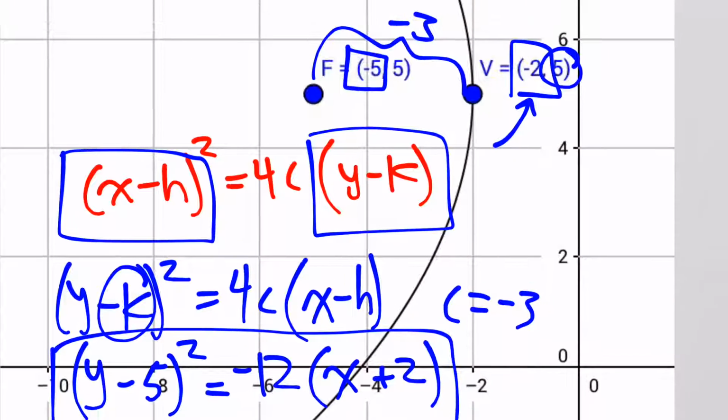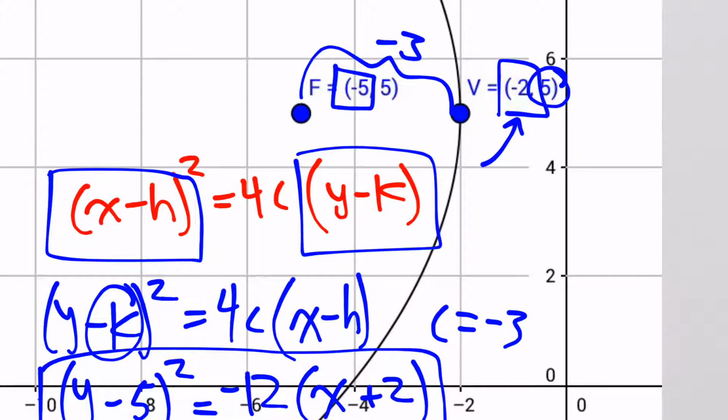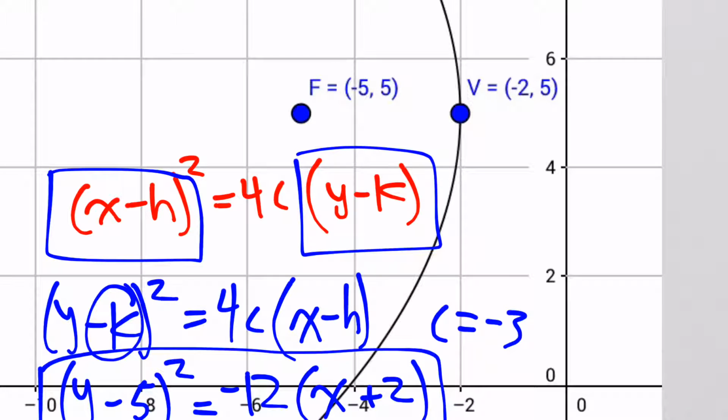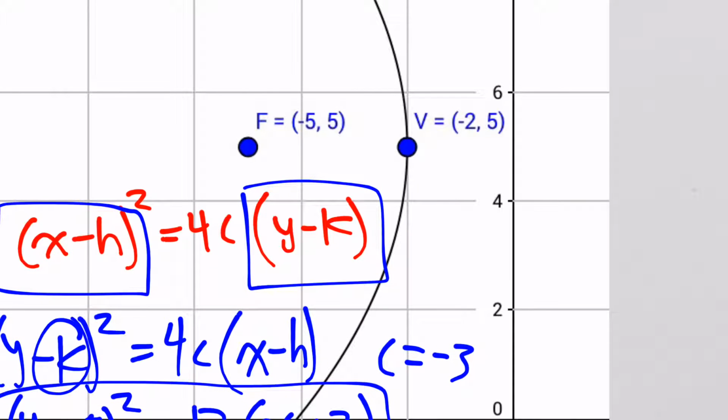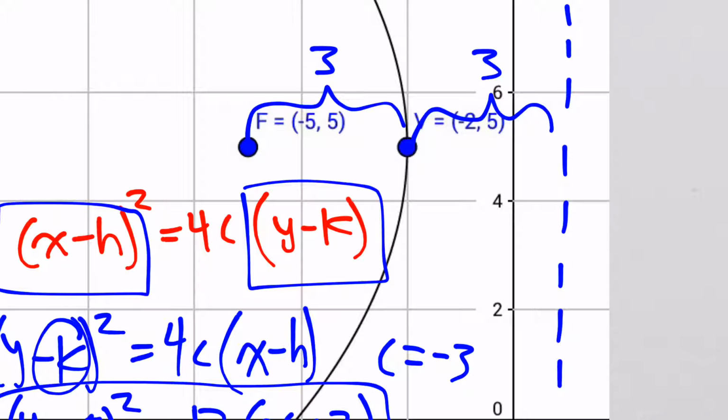And I forgot to do this in the last problem, so let's make sure we do it in this problem. If I want to write the equation now of the directrix, well, the directrix is going to be the same distance from the vertex as the focus is, but in the opposite direction. So if I go 3 to the right, then I will get the directrix. So from negative 2, I need to go to positive 1. And in this instance, it is a vertical line. X equals positive 1 is the equation of the directrix.